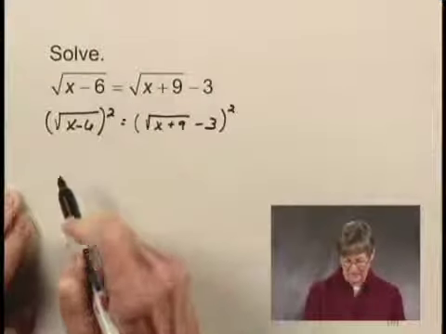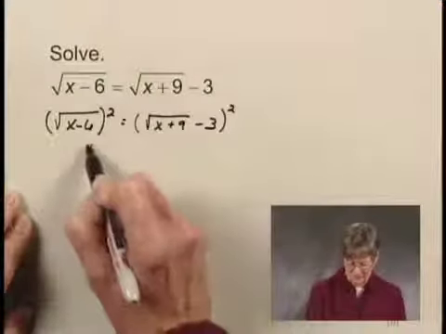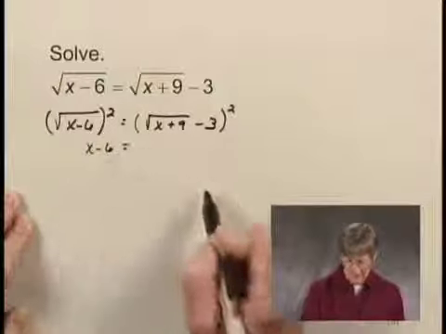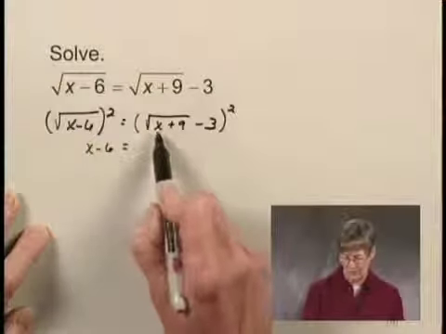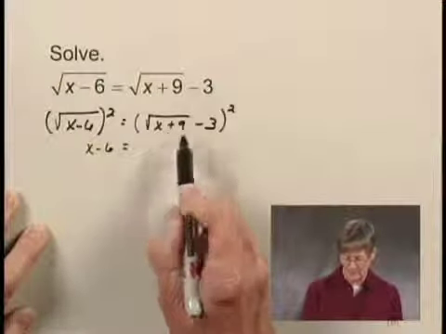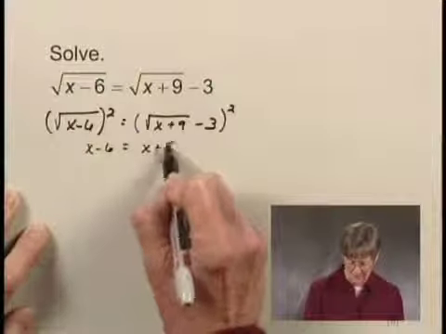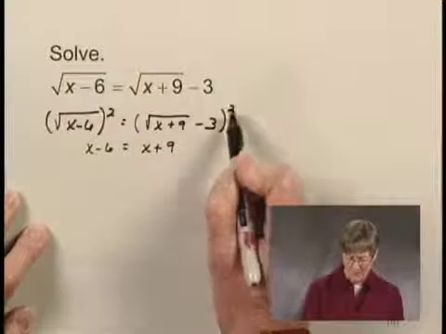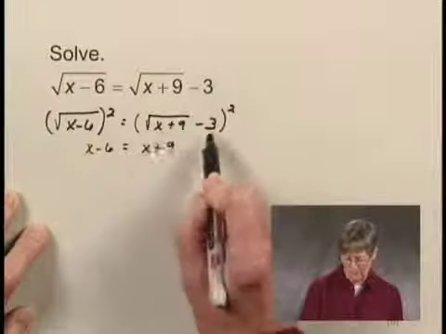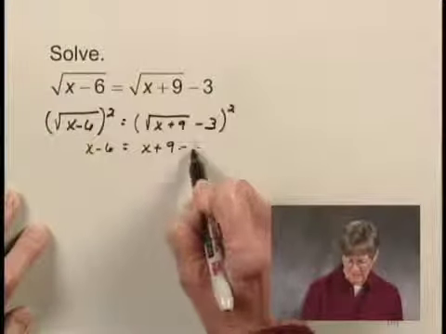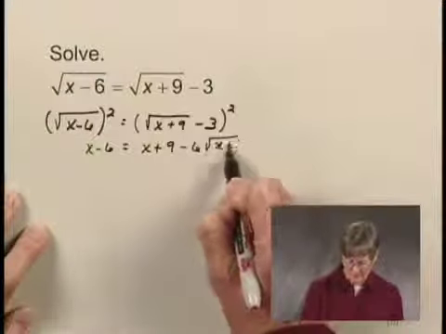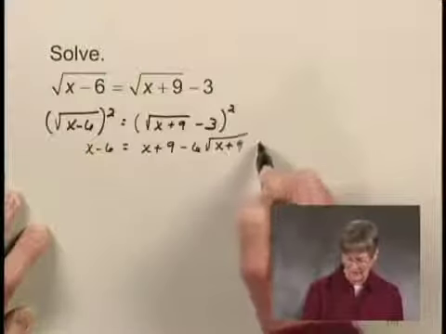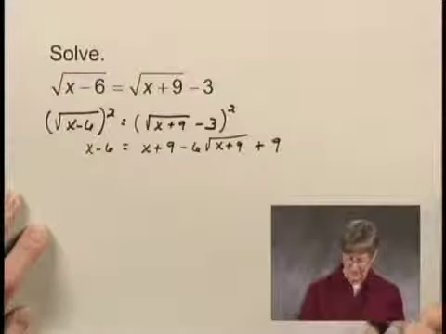Now on the left-hand side, when we square the square root, we get x minus 6. And on the right-hand side, I'm going to get the square root of x plus 9 squared, which is x plus 9, minus 2 times the square root of x plus 9 times 3, which would be minus 6 times the square root of x plus 9, and then I'll have 3 squared, which is 9.